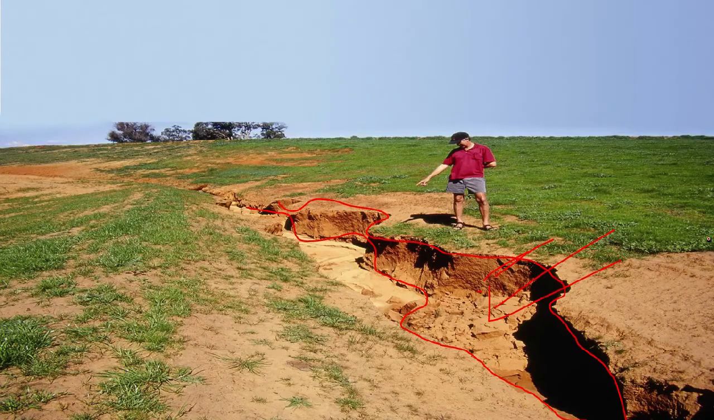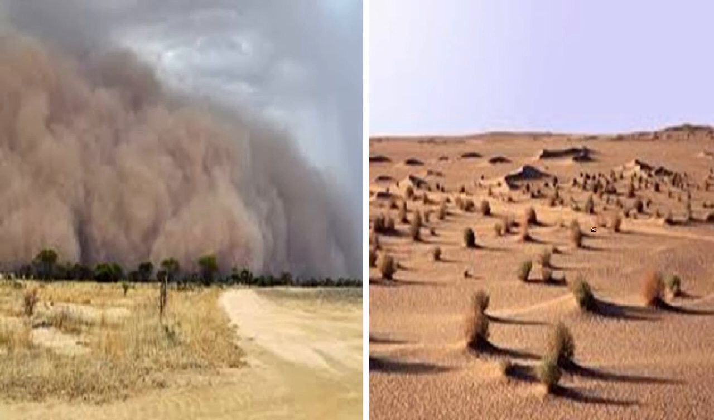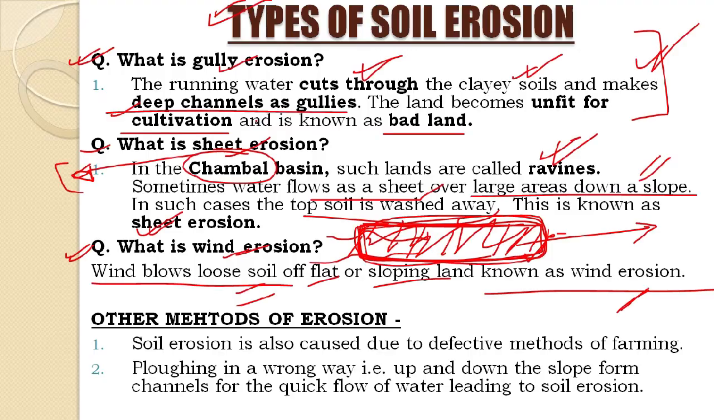Now let us go through a diagram or a picture so that you can easily identify. Now you can see this is a region full of desert, and when the wind blows the sand away off flat or sloping land, this will cause wind erosion. So the top layer of the soil is being blown away by wind. Clear? So this is a type of wind erosion. I hope it's clear. Let's get back.